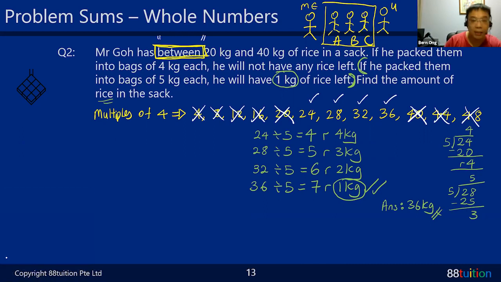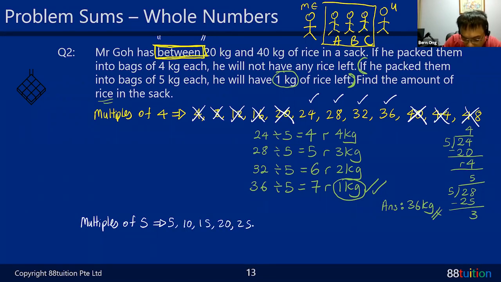Is there a faster method? Yes. You can also minus 1 from each number and divide by 5. Okay, keep that in mind. Another method is the listing method. You list out the multiples of 5, because every packet must be 5 kg. So it's 5, 10, 15, 20, 25, and so on.